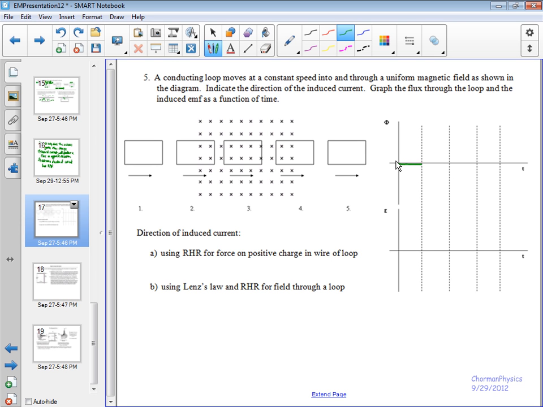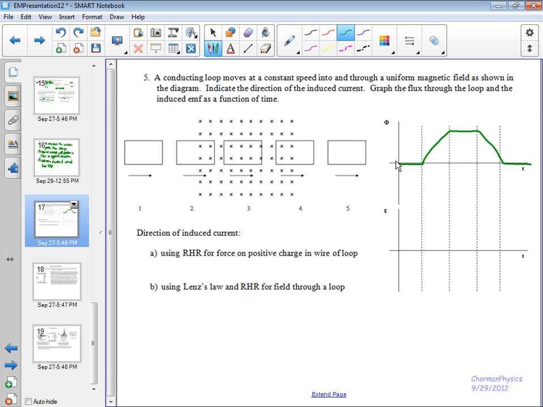So the flux through the loop, as we go through here: there's no flux through the loop in the first part. In the second part, the flux is increasing until it gets to the point where it's no longer changing, but it's a constant amount. Then it decreases to 0, and then we've got 0 over here. So it should look something like that.